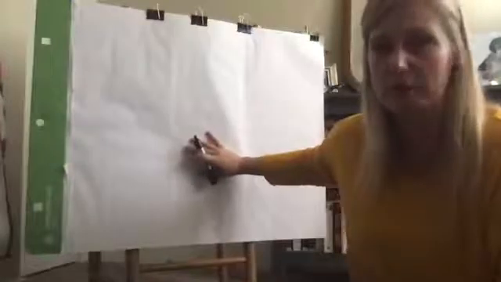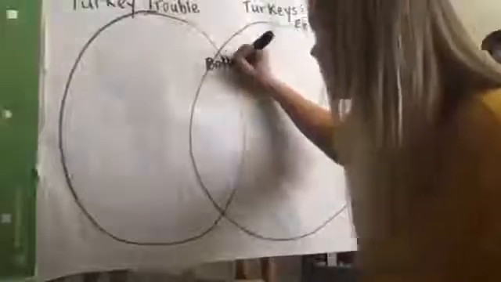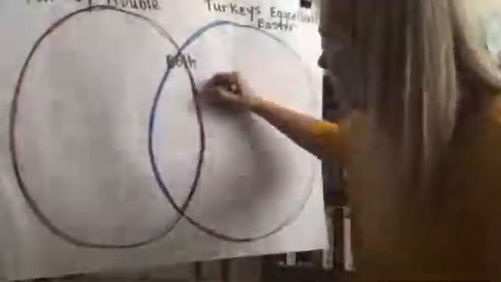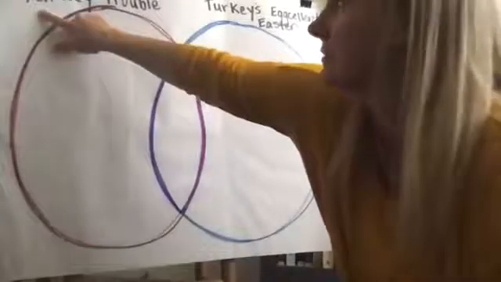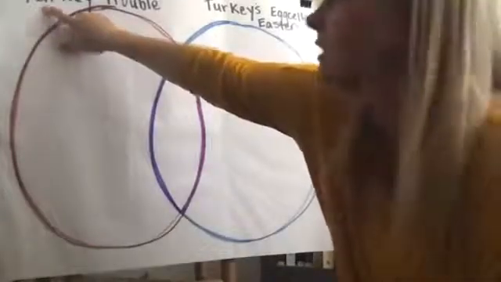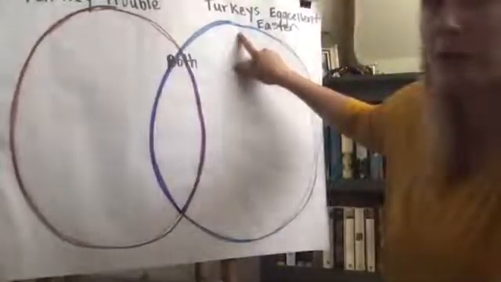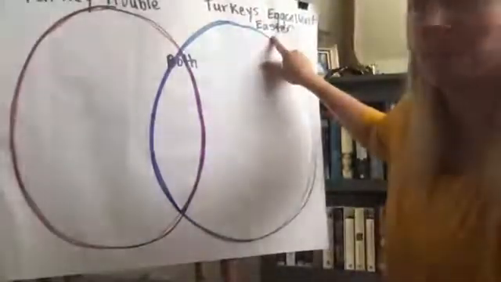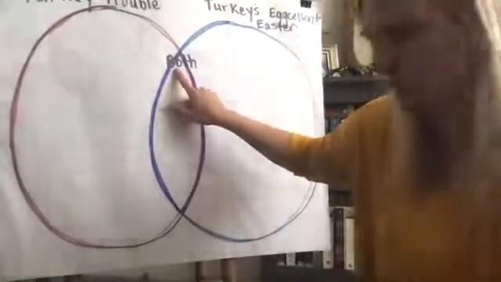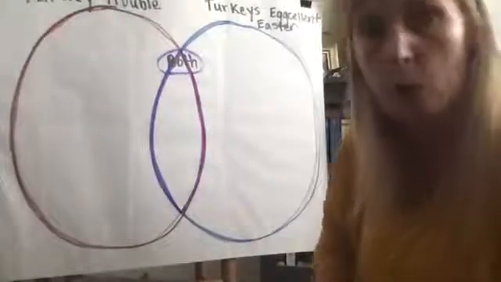So this would be like for you, maybe a piece of copy paper or a piece of blank paper or maybe a piece of notebook paper. On my red circle, I've written a word above the top here, and it's actually the title of our book, Turkey Trouble. Above the blue circle, I wrote the title of the other book, Turkey's Excellent Easter. In the middle, on the purple part here, I wrote a word, and it says both.